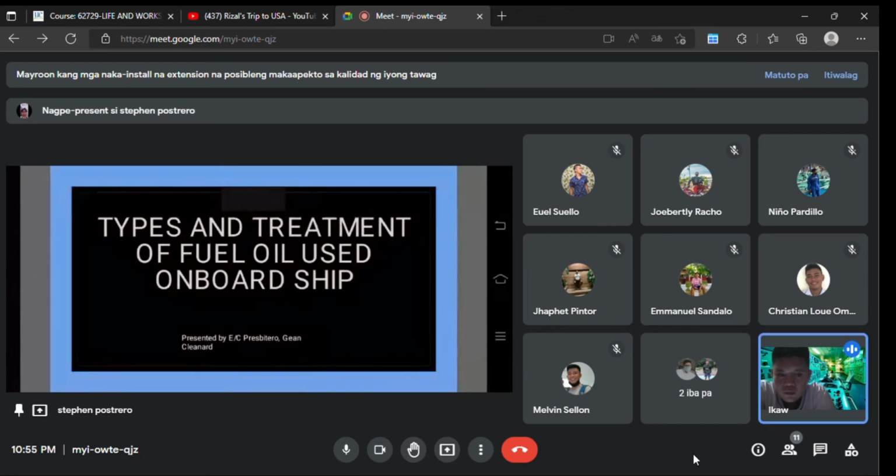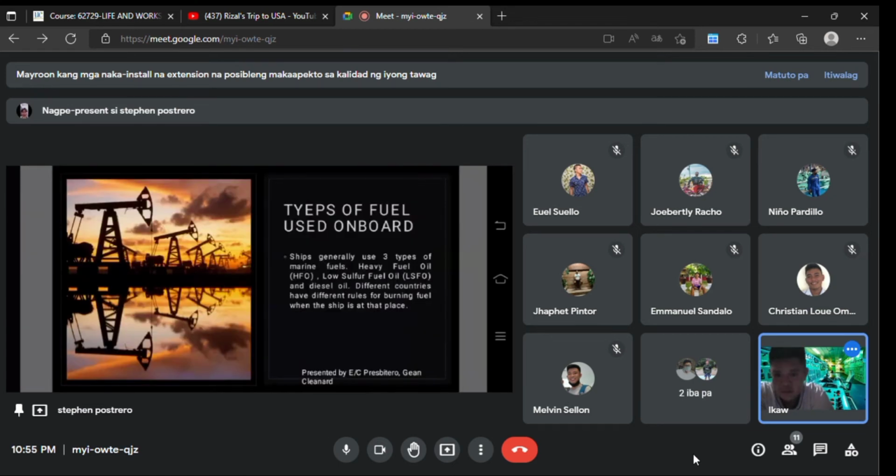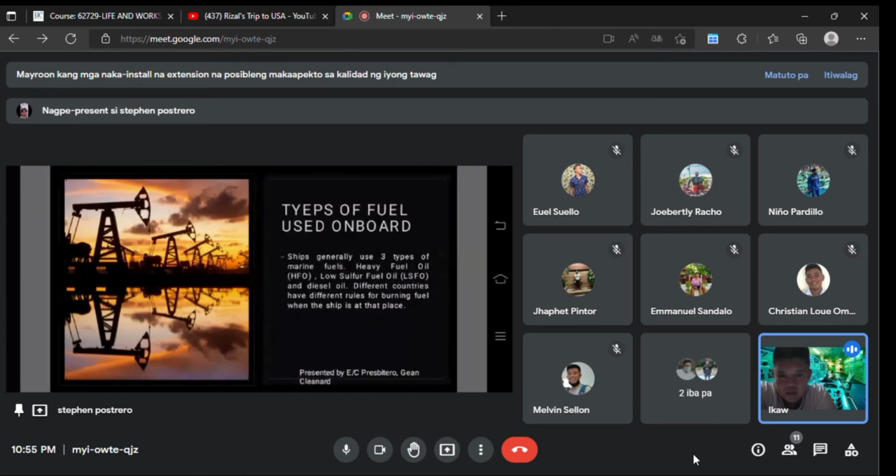Types and treatment of fuel oil used on board ship. First is the types of fuel used on board. Ships generally use three types of marine fuels. First is the heavy fuel oil, which is HFO. Second is low sulfur fuel oil, which is LSFO. And last is the diesel oil. Different countries have different rules for burning fuel when the ship is at that place.